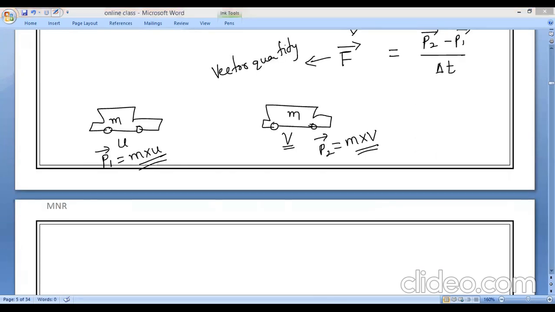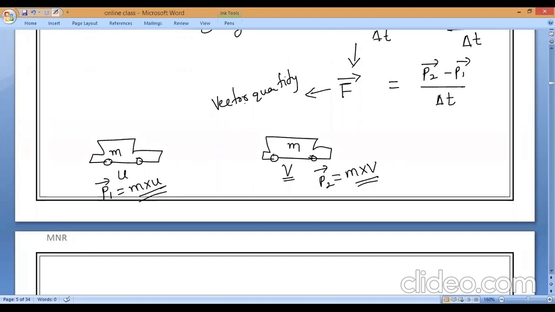So I can say rate of change of momentum is what we used to call force. So we can say P2 is equal to mass into final velocity and P1 is equal to mass into initial velocity. Velocity is also a vector or scalar quantity? Vector quantity. So we have to represent it with an arrow, initial velocity and final velocity.